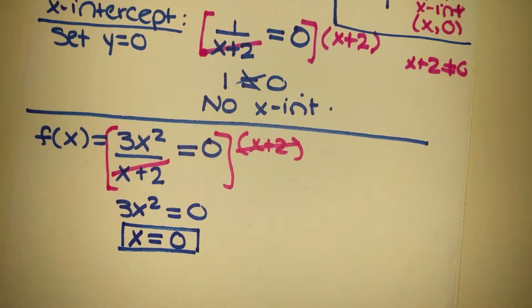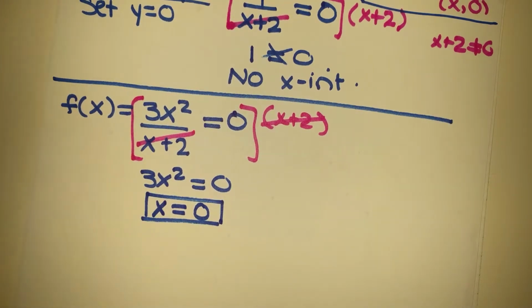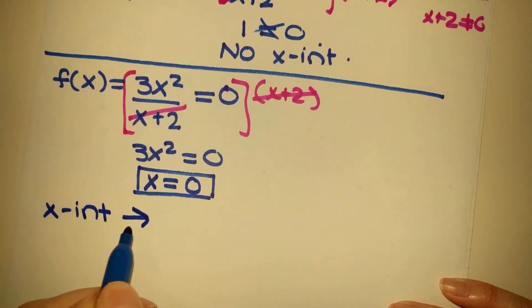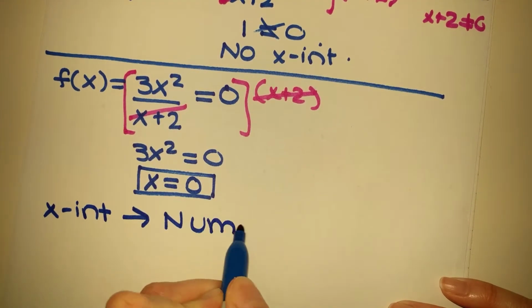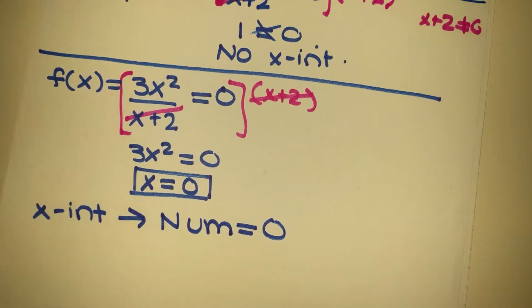So when you're talking about a rational expression, a fraction equation, what you're going to usually have for the x-intercept is basically going to amount to setting the numerator equal to 0, because you can always clear that denominator, and then you're really just looking at where the numerator is equal to 0.